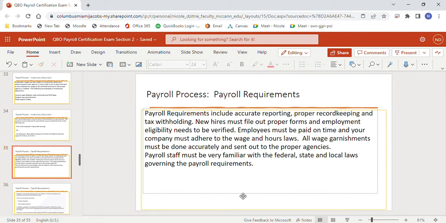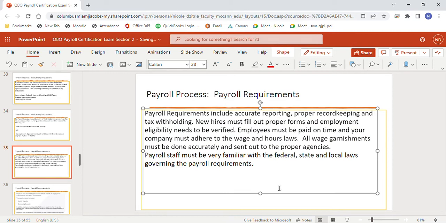New hires must fill out proper forms, and I do have that on file. Employment eligibility needs to be verified. Employees must be paid on time, and your company must adhere to the wage and hour laws. All wage garnishments must be done accurately and sent out to the proper agencies. Payroll staff must be very familiar with the federal, state, and local laws governing the payroll requirements.